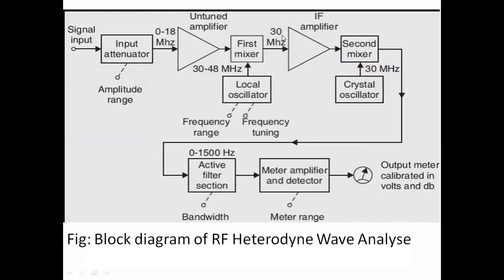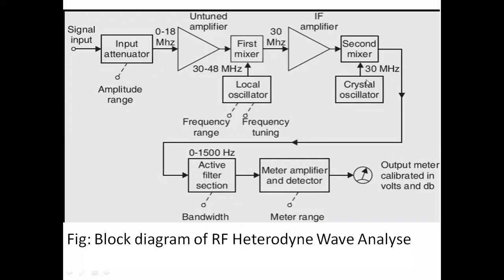After that, the output goes to the intermediate frequency amplifier with a frequency of 30 megahertz, and that amplifier amplifies the 30 megahertz input signal. The amplified intermediate frequency output will be applied to the second mixer. So here we are sending the 30 megahertz signal, and again we have another mixer.